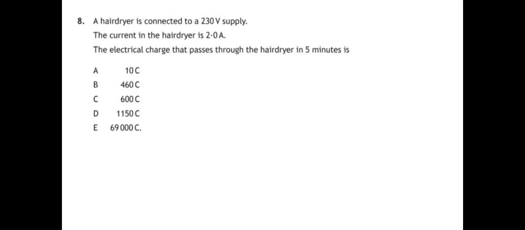Number 8. A hairdryer is connected to a 230 volt supply. The current in the hairdryer is 2 amps. The electrical charge that passes through the hairdryer in 5 minutes is... So, nice, simple, quick formula question here. Q equals I times t, charge is current times time, which is 2 amps multiplied by 5 minutes converted to seconds, which is why I've written 5 times 60 here, which is 300 seconds. So 2 times 300 seconds is 600 coulombs. Answer C.